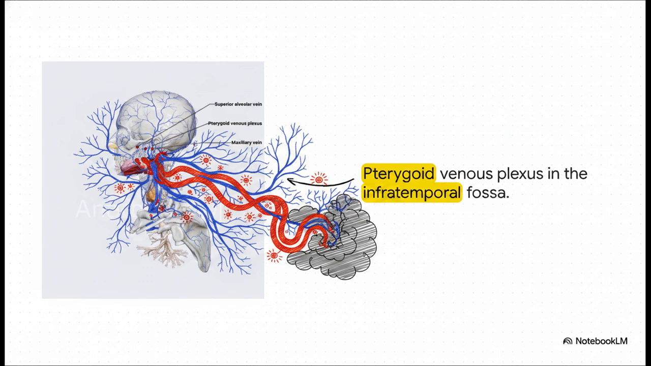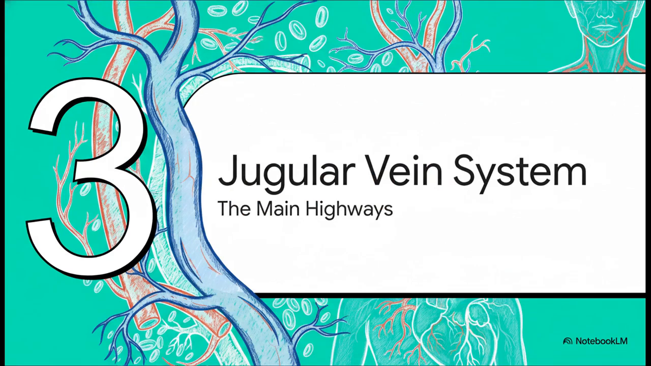So why does this matter so much? Well, this web can unfortunately act as a major superhighway for transmitting infections from your face deep into your cranial cavity. So what starts as a superficial facial infection can become extremely serious if it manages to navigate its way into this deep plexus. Section 3, the jugular vein system, the main highways.